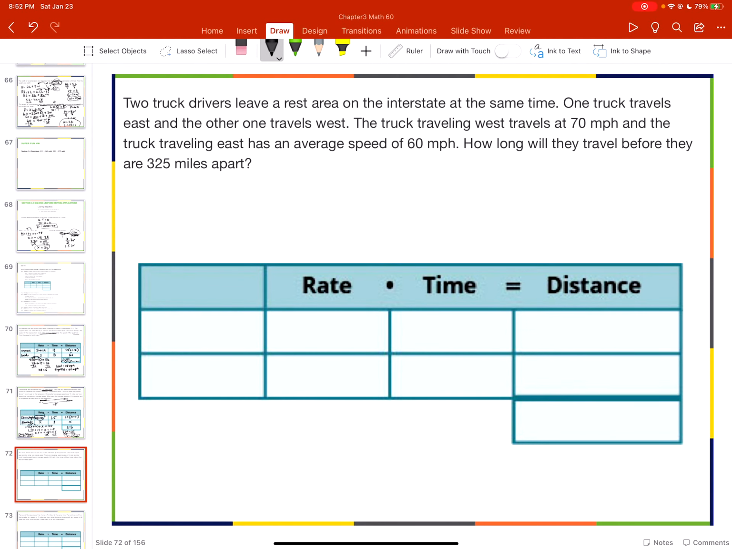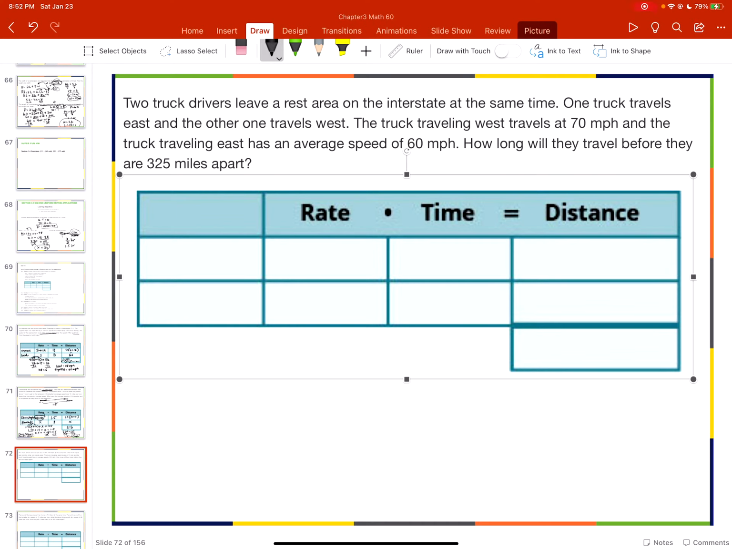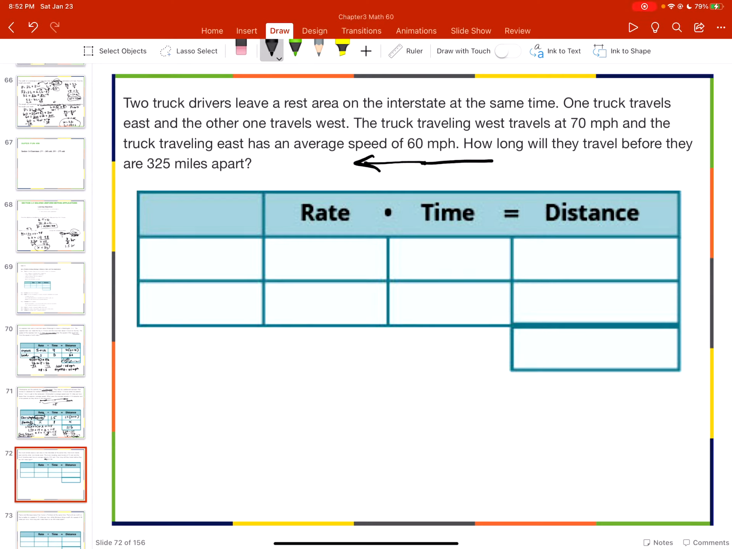All right. Let's do another one. Here we have two truck drivers leave a rest area on the interstate at the same time. One truck travels east and one travels west. So you have two trucks, one going west and one going east, yeah? The truck traveling west travels at 70 miles per hour. And the truck traveling east has an average speed of 60 miles per hour.